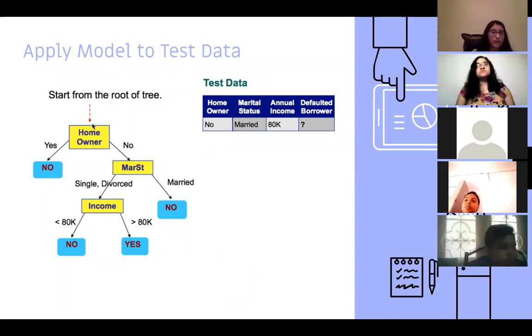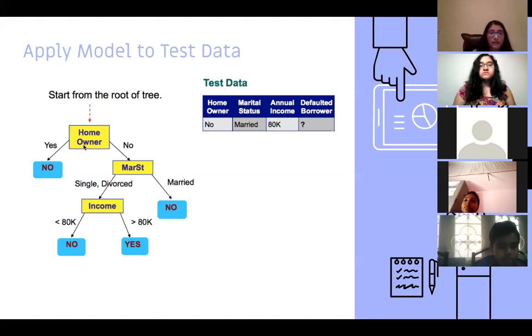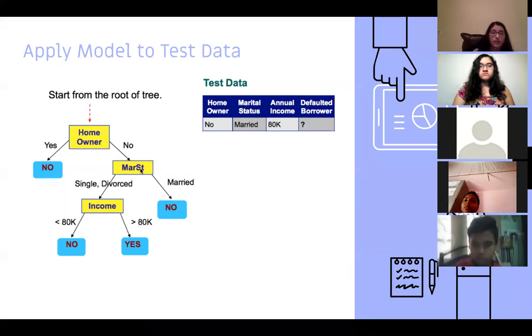So let's start from the root of the tree. From the root, we are asking whether this person is a homeowner or not. So which way will we go? Will we go to this side here, or this side? You could say left or right. Based on the test data here for homeowner, will it go to the left side of the tree or the right side? You can just put in the chat left or right.